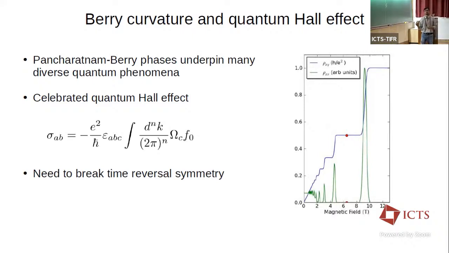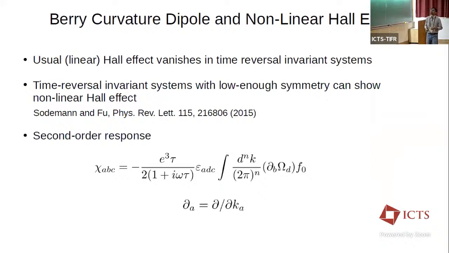The key thing here is that we need to break time reversal symmetry, right? And here it's mostly done by applying an external magnetic field. You can also do it if the material has some intrinsic magnetic order, then that by itself breaks the time reversal symmetry, okay? So that's the quantum Hall effect, or the linear quantum Hall effect. As I said, this effect vanishes if you have time reversal symmetry. If you don't have a magnetic field, you don't have a magnetic order, then you don't get this effect.